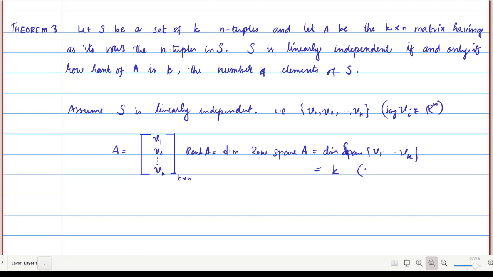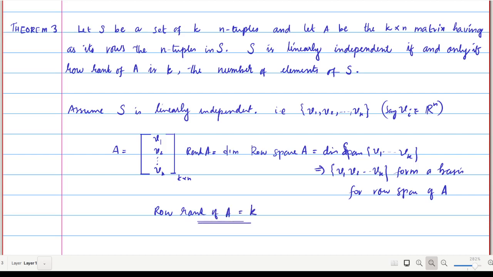This already spans the row space, and these are linearly independent vectors. So this implies the set v1, v2, ..., vk forms a basis for the row space of A. That means the row rank of A is equal to k. So this proves the first part, and the other part we will prove by assuming the row rank of A is equal to k, and we will prove that those are linearly independent.